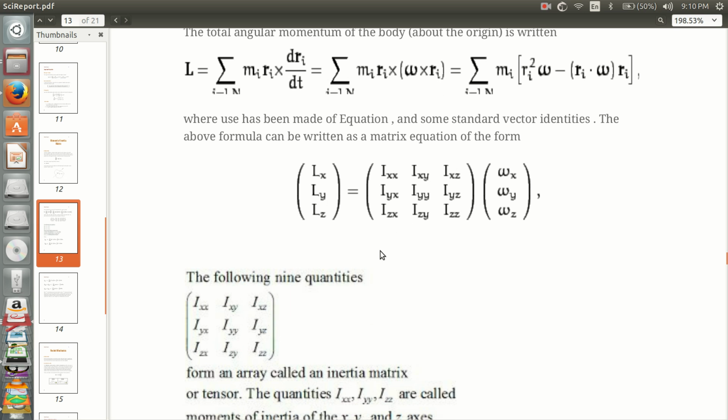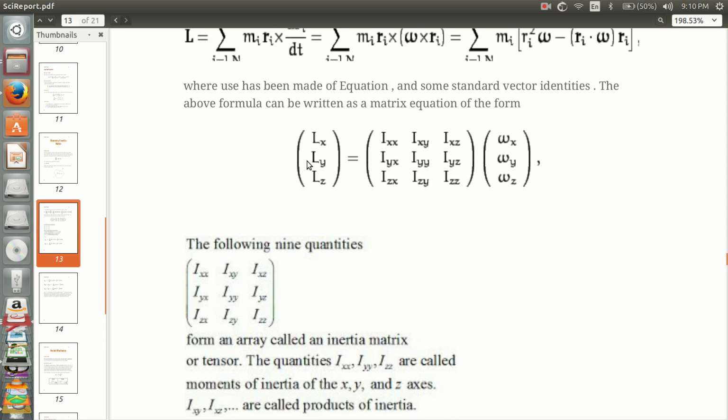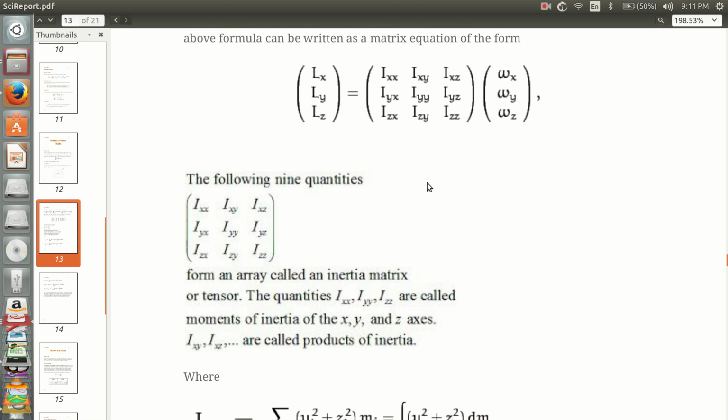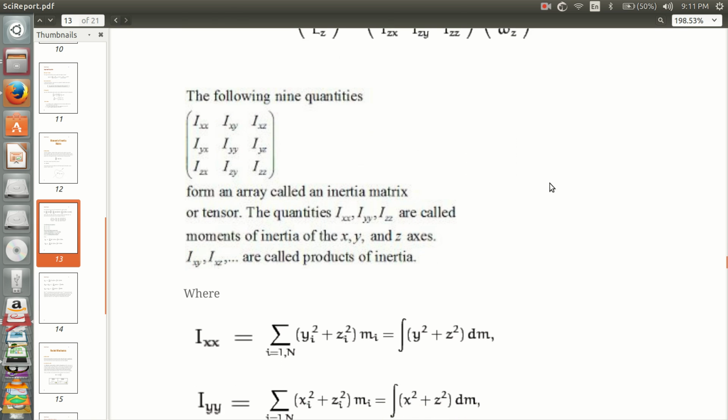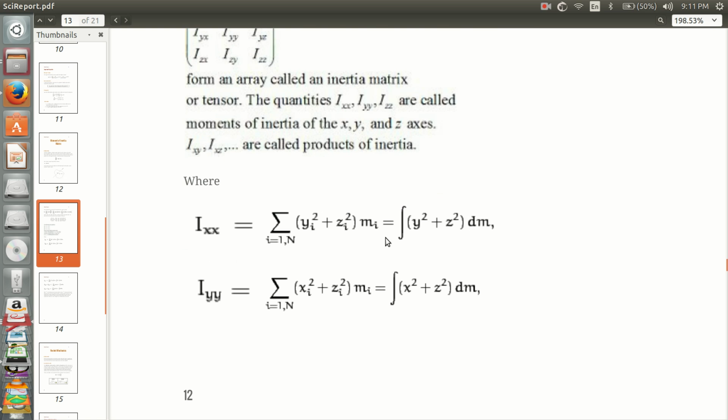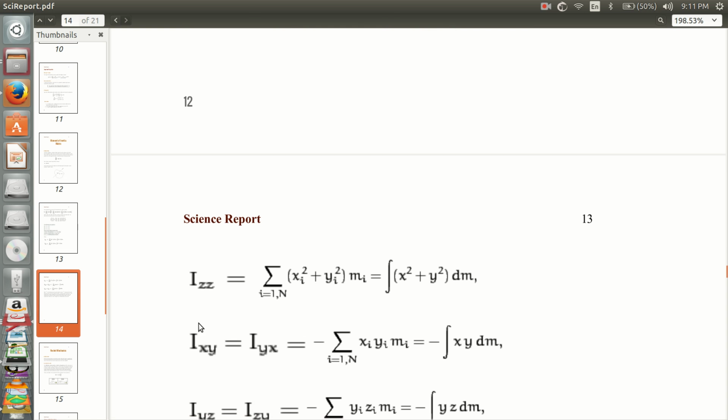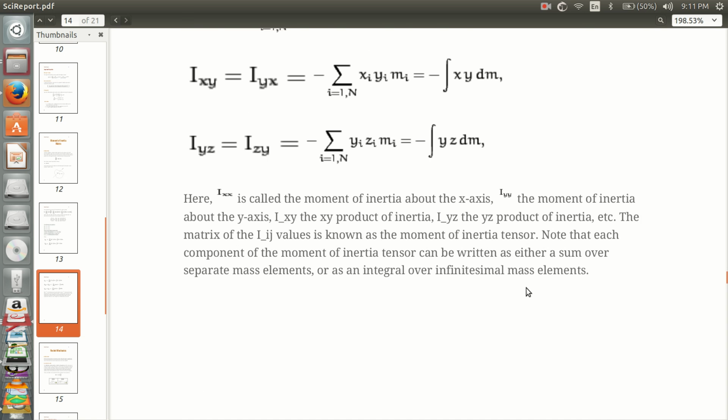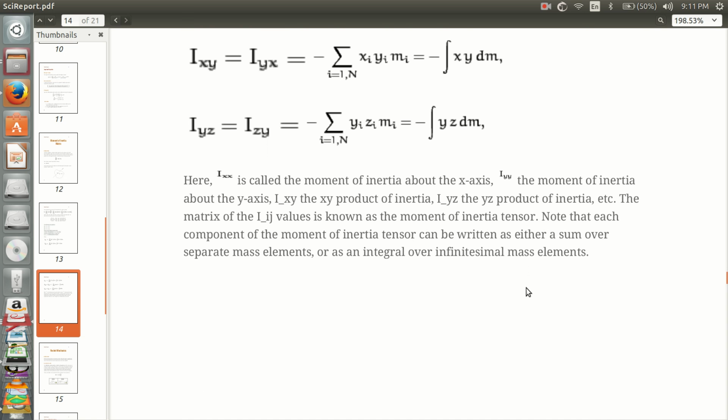So now what we see is that this matrix is called the inertia matrix or tensor. The quantities Ixx, Iyy, Izz are called the moments of inertia about the x, y and z axes. Ixy, Ixz and Iyz are called products of inertia. We can find Ixx, Iyy, Izz, Ixy, Iyz using these equations. Ixx is called the moment of inertia about the x-axis, Iyy the moment of inertia about the y-axis, Ixy the xy product of inertia, Iyz and so on.